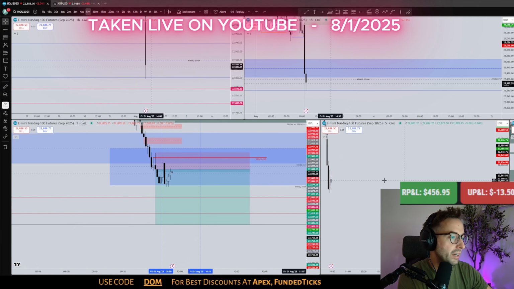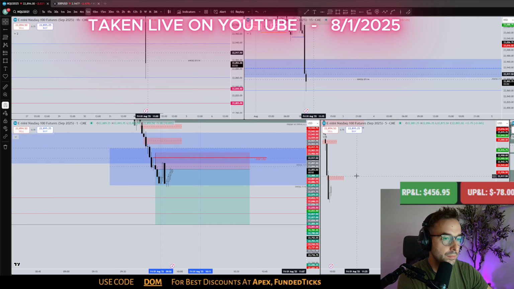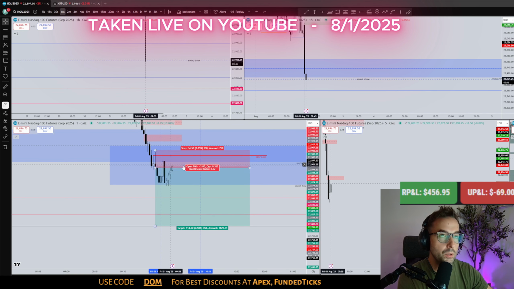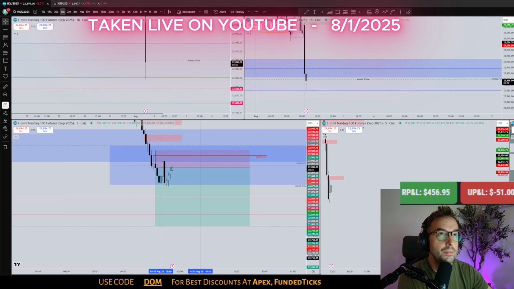We do have a mini 5-minute fair value gap here that formed, which is nice to see. It's just another barrier that price needs to break through to get through my stop, right? My stop just above it. And then we want to see this level hold here. We don't want to see a break. Price staying in the lower half here. Ugh. All right.